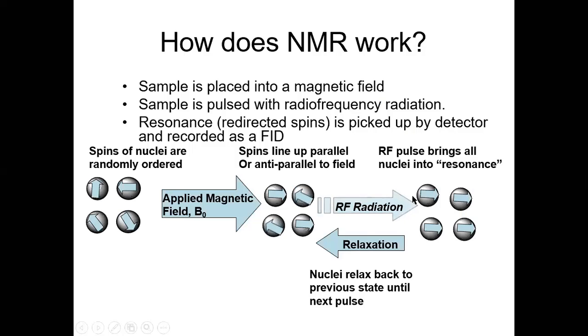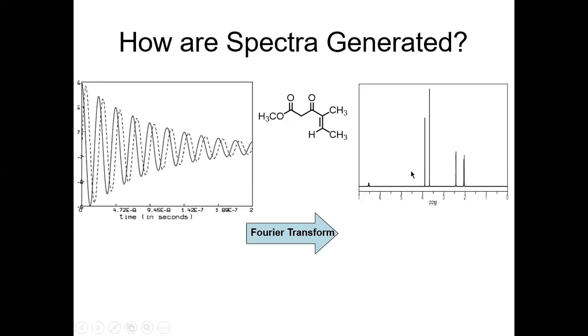But then in between pulses, those nuclei relax back, right? And so when that happens, it gives off energy, and then that energy is picked up in what's called a FID, free induction decay, right? And then you do a Fourier transform, which converts this from time, from a frequency into parts per million, and that's how you get a readable spectrum.